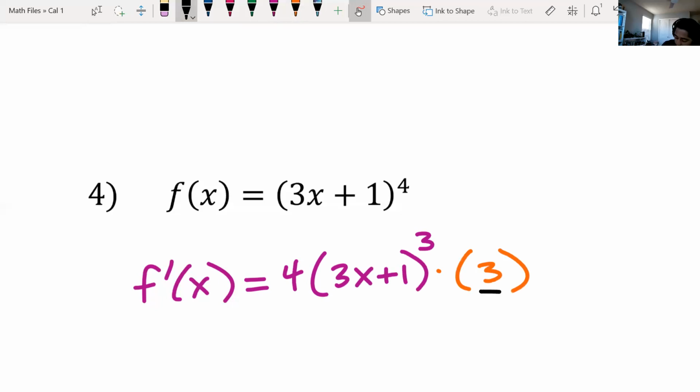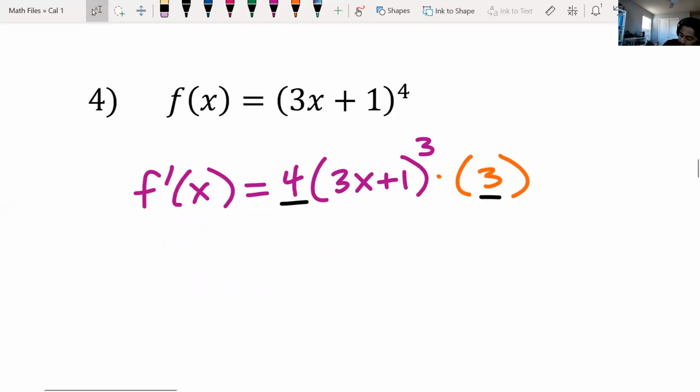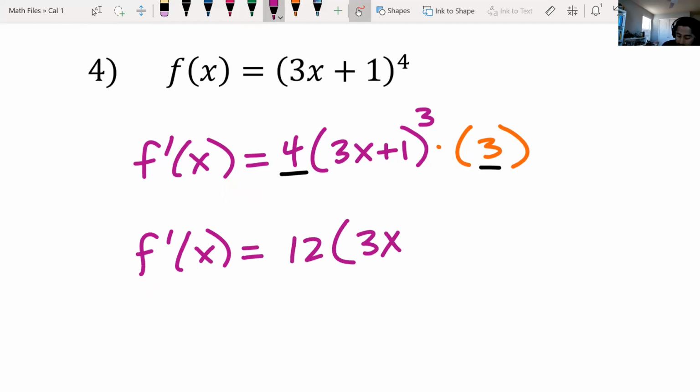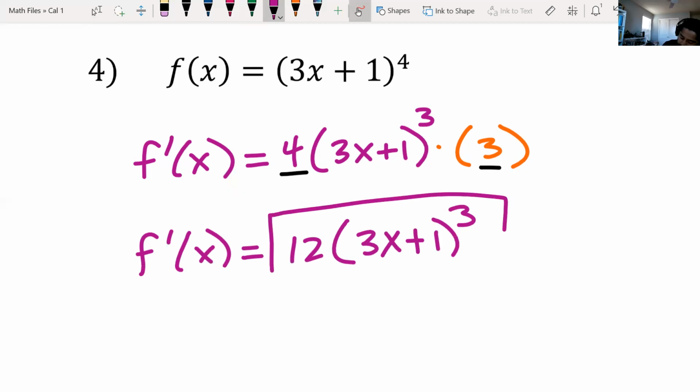Now just combine those two terms. And our final answer is f prime of x equals 12 times 3x plus 1 cubed. That's it. That was nice, right?